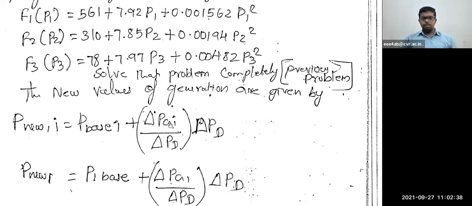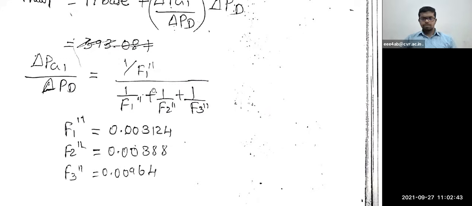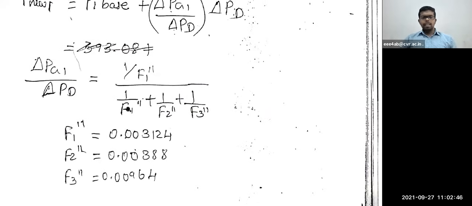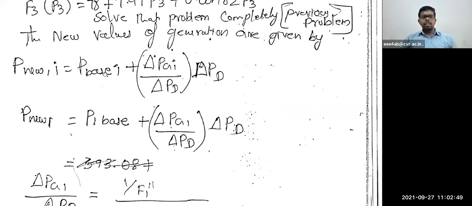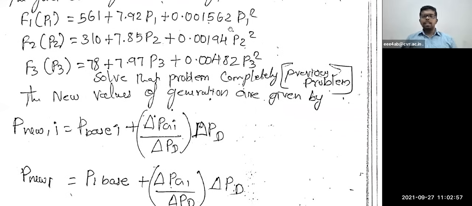From the previous equation, we need to find the F1 double dash. F1 double dash means you need to differentiate this. We already differentiated it. Otherwise, better you do one thing: don't solve by the lambda iteration method. Solve using whatever method we used in the previous problem, because then the differentiation and all we can easily get. Differentiation means only you need to differentiate this.